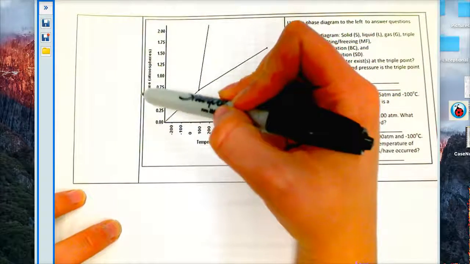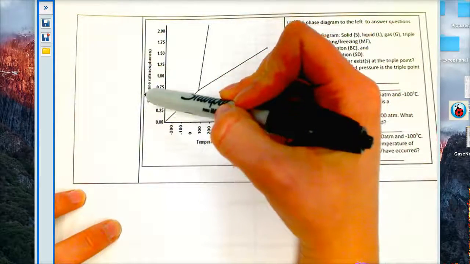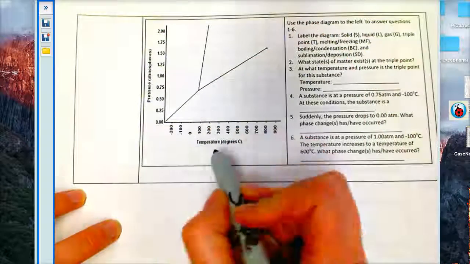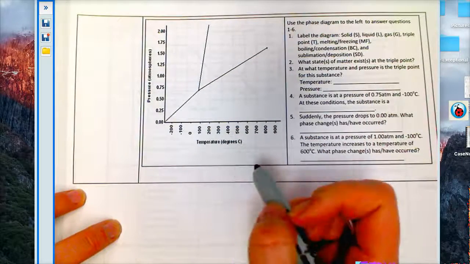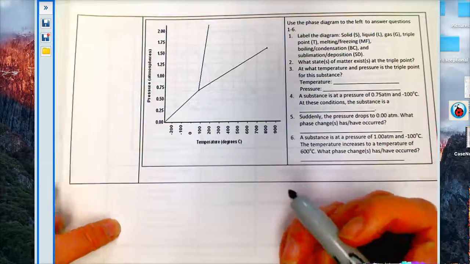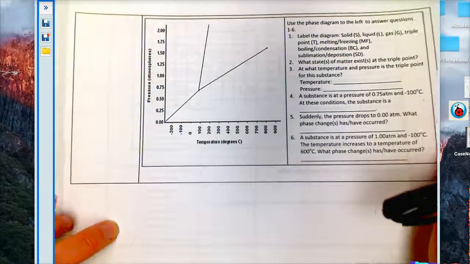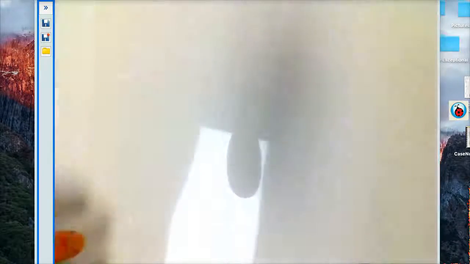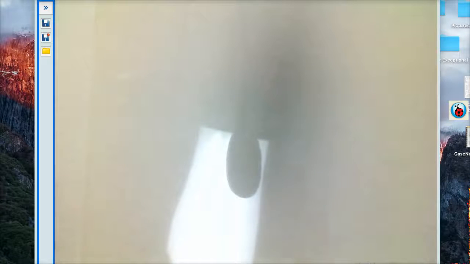And if you look on your y-axis, you have your pressure over here. And down here on your x-axis, you have your temperature, which is in degrees Celsius, because that's what we use here in science. So I'm just going to go over a few basic things with you really fast so that we can clear up some misconceptions or misunderstandings, or in case you just didn't hear it or you were absent, here we go.